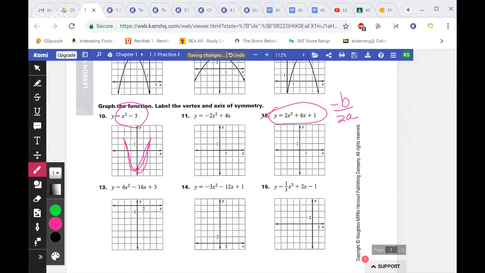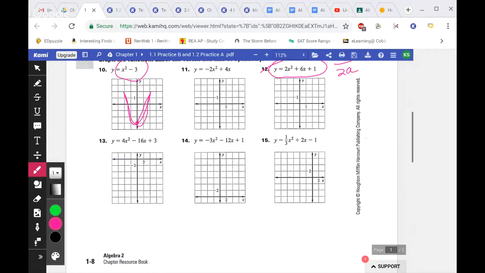And this, essentially, you could factor. You don't have a C here. So you've got the opposite of 4 over -2. So that's going to be 2 on number 11. You know what I'm saying? Does that make sense? Yes, ma'am. And then you would plug that 2 back in to get your Y value. Yeah, I got all those worked out.